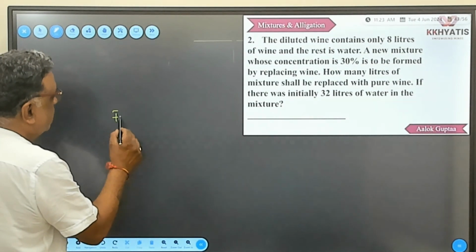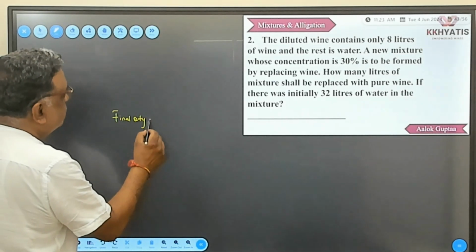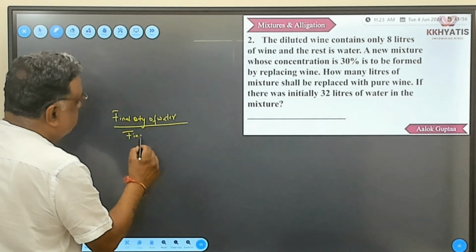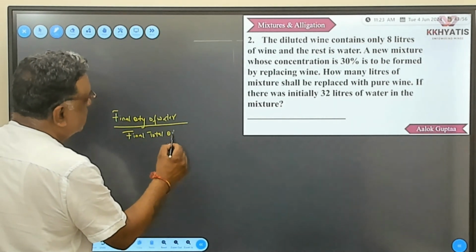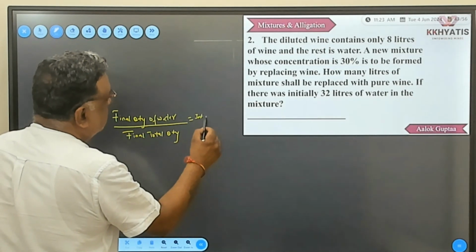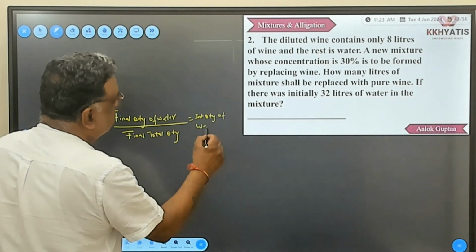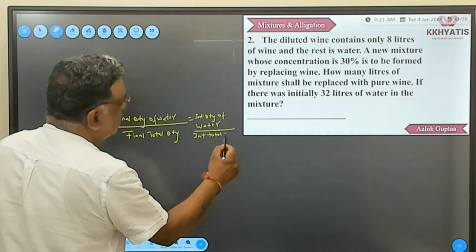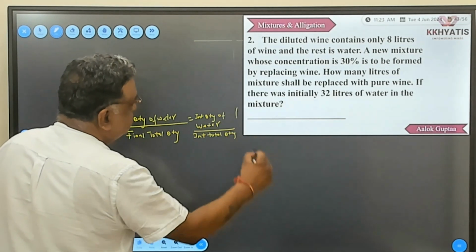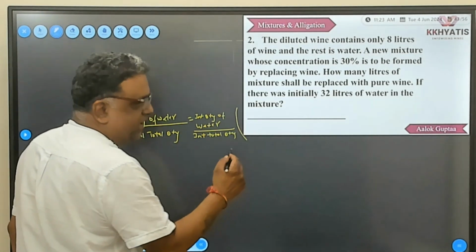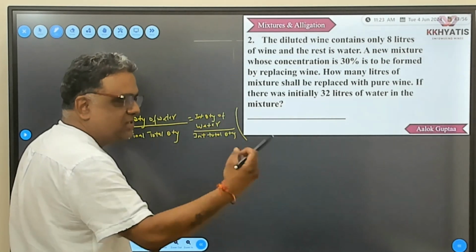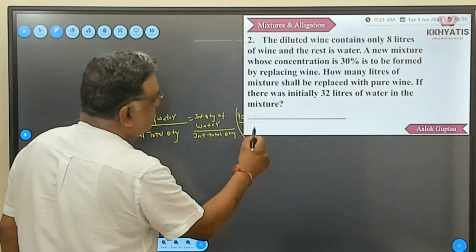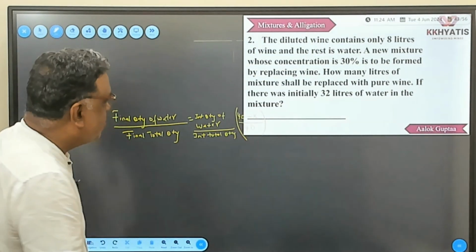So final quantity of water upon final total quantity is initial quantity of water upon initial total quantity into fraction left. So let us say I took X liters of mixture out. So it will be 40 minus X upon 40. That's the fraction which is left after removing X liters of mixture.